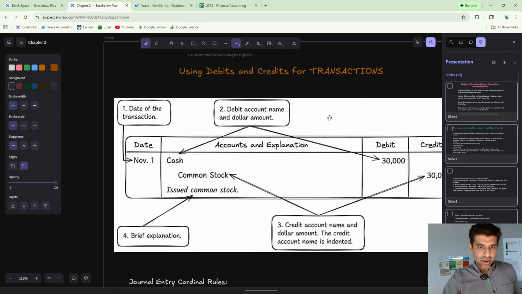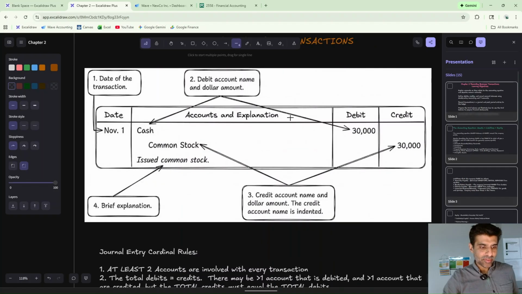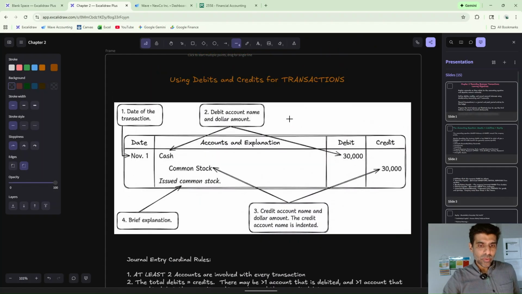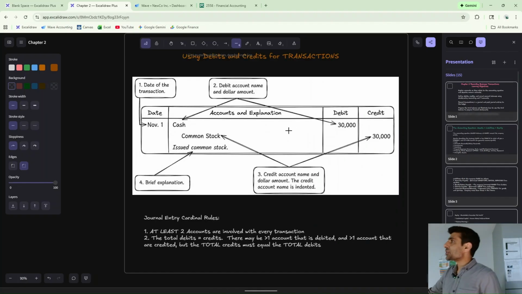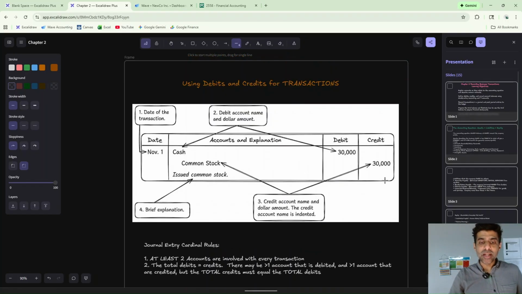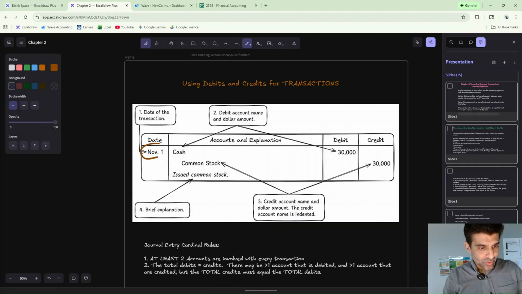So now we're going to tie all this together. We're going to have this process of journal entry and posting. Okay, so what does that mean? This is an example of a journal entry. Okay, so what are the different parts of this? You're going to have a date. So we can see here that there's a date. There's always going to be a transaction date.